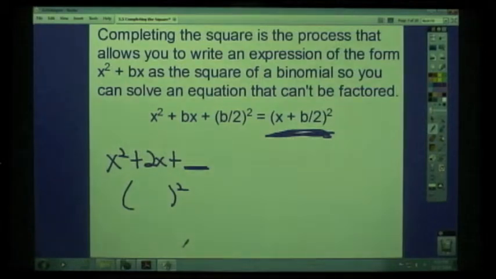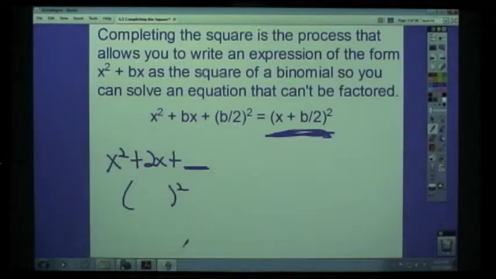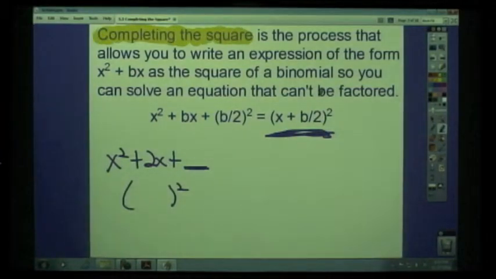In other words, I'm going to make it happen. Guys, notice the word completing. It is a verb. That means it is something that you are doing to make it happen. You are completing the square. So that means you are making this be a perfect square.